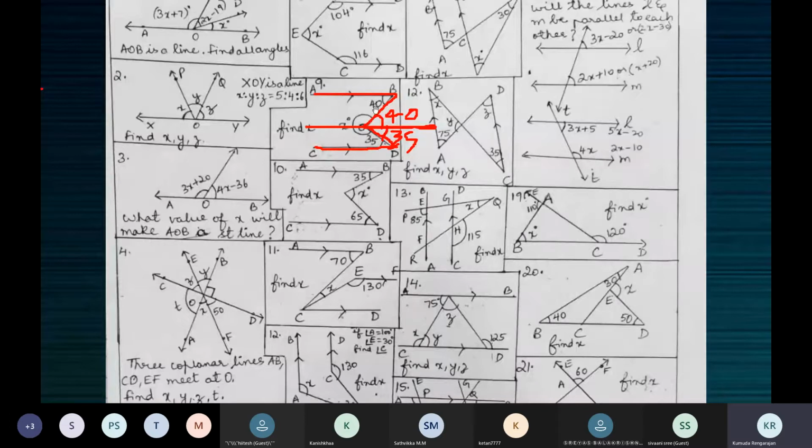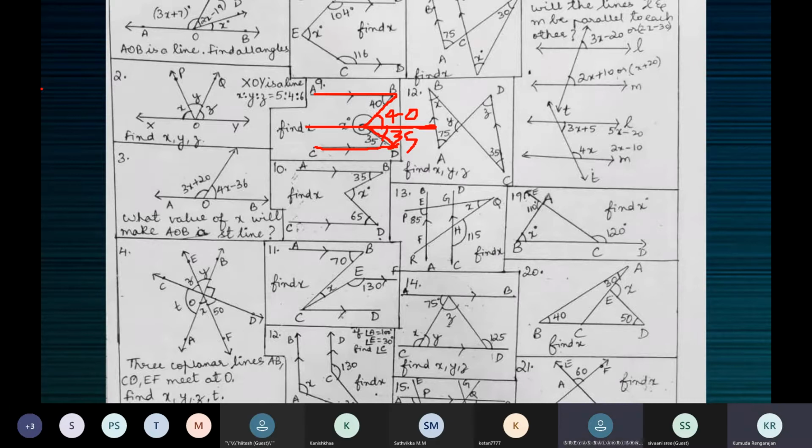Maybe better you can do this. After finding 40 and 35 here, you can write x plus 40 plus 35 is equal to 360. Complete angle. See, these three angles, x, 40 and 35, are formed around the point O. Around the point O, we have three angles, x, 40, 35. X plus 40 plus 35 is equal to 360 will also give you the same value for x.